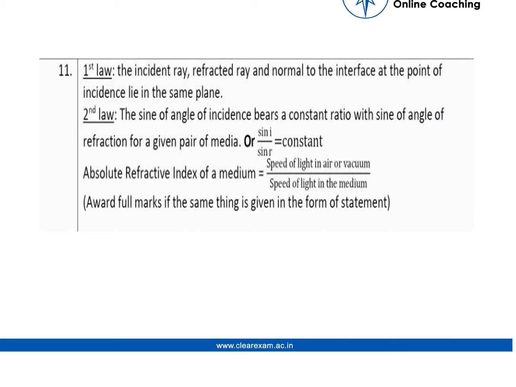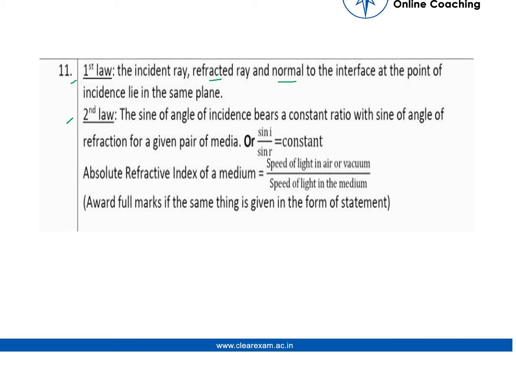As I said, we have to state the laws of reflection. So these are the laws of reflection. The first law states that the incident ray, the refracted ray, and the normal to the incident at the point of incidence lie in the same plane. It is the first law, and I hope everybody remembers it.